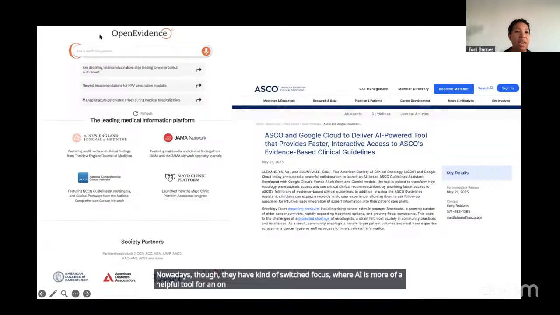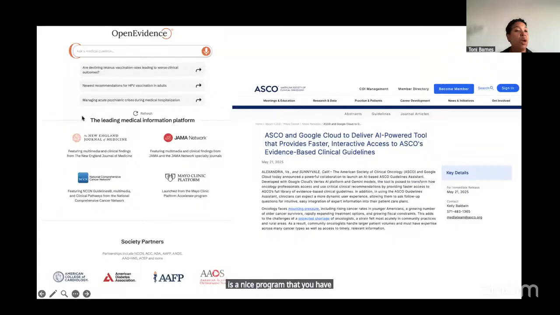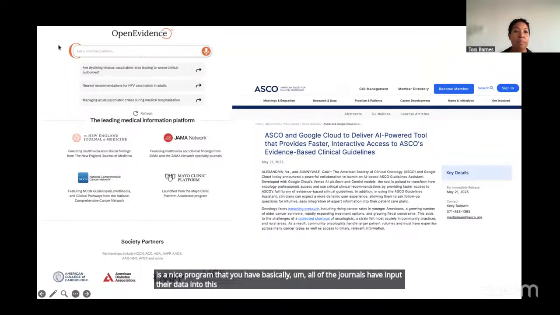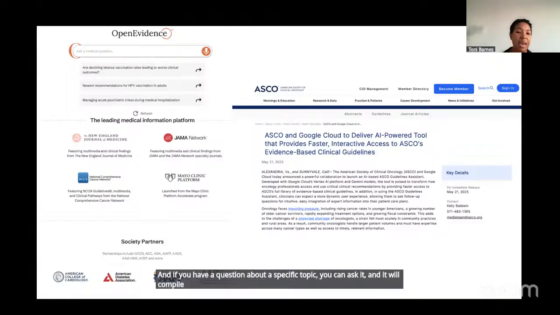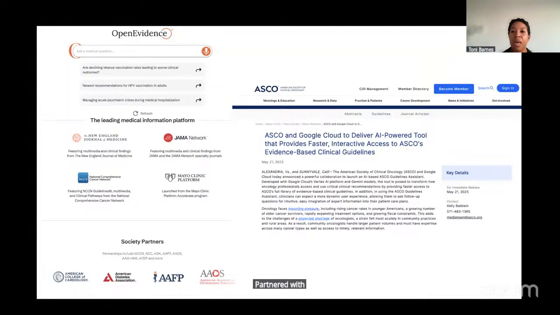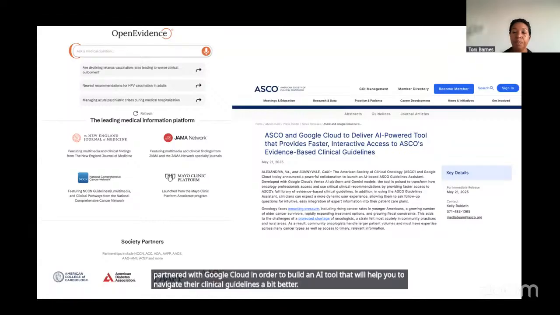So Open Evidence is a nice program that you have. Basically, all of the journals have input their data into this AI platform. And if you have a question about a specific topic, you can ask it, and it will compile all of the data that they have available on that subject, which is quite helpful. The American Society of Clinical Oncologists has also partnered with Google Cloud in order to build an AI tool that will help you to navigate their clinical guidelines a bit better.